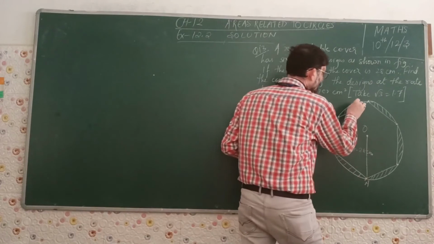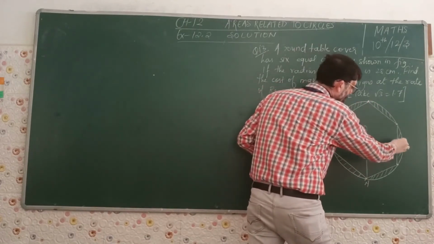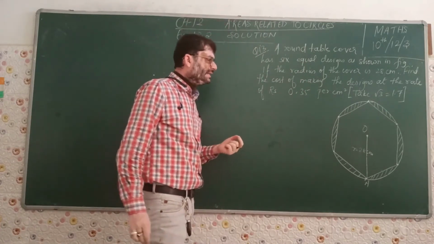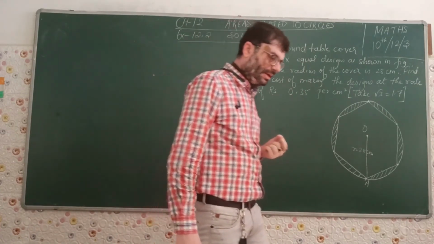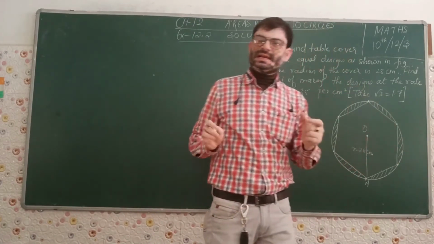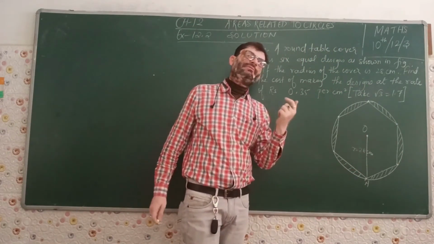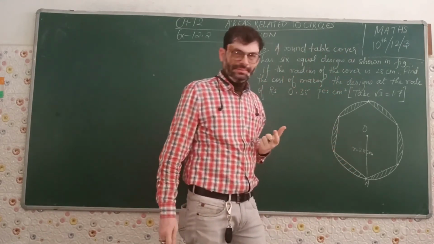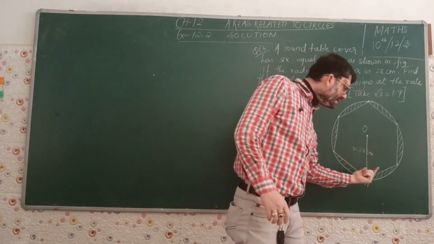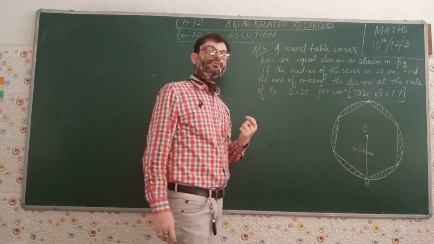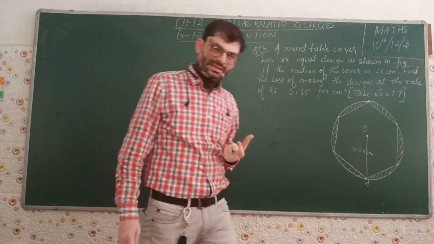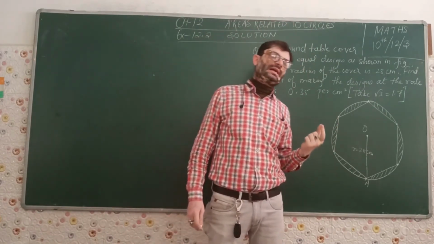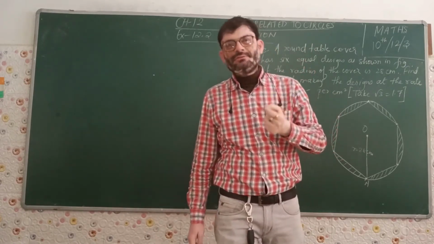Total area of the design is area of this plus area of this plus this plus this plus this. 6 equal designs. So we can find the area of one design, and in order to find the area of 6 designs we can multiply it by 6, and then we can find the cost. In order to find the area of one design, the design is in the shape of a segment. We need to get a sector. We need to get a triangle, so that if we subtract the triangle from the sector, we get the segment.